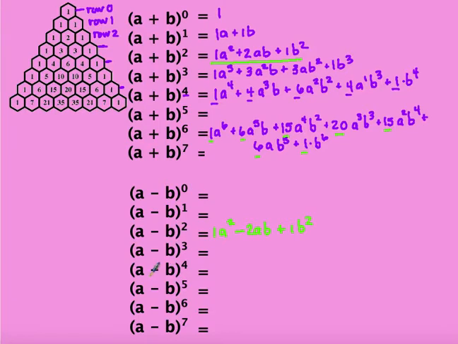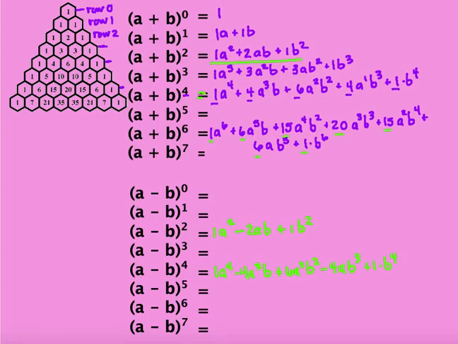If I go to a minus b to the 4th, it's going to be the same as this guy, but I'm going to flip-flop my terms. So it's going to be 1a to the 4th minus 4a cubed b plus, so it's going to be positive, negative, positive, 6a squared b squared minus 4ab cubed plus 1b to the 4th. All right, now when you have actual numbers in there, then you're going to have to simplify the numbers, and we're going to see how that works.